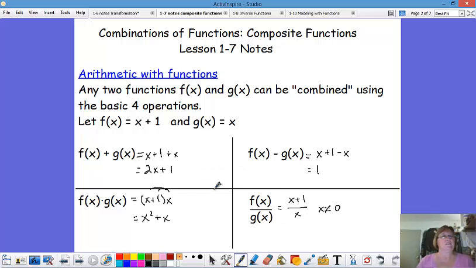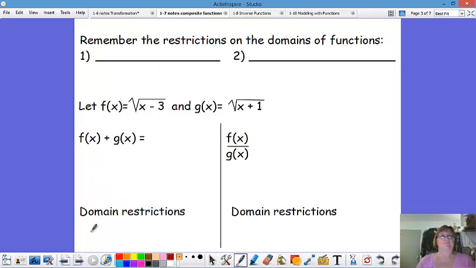For these three, no domain restrictions at all, because there's not anything to worry about with the radical there, and this is the only one that contains a fraction. So let's move on. And yep, I guess I spoke too soon.